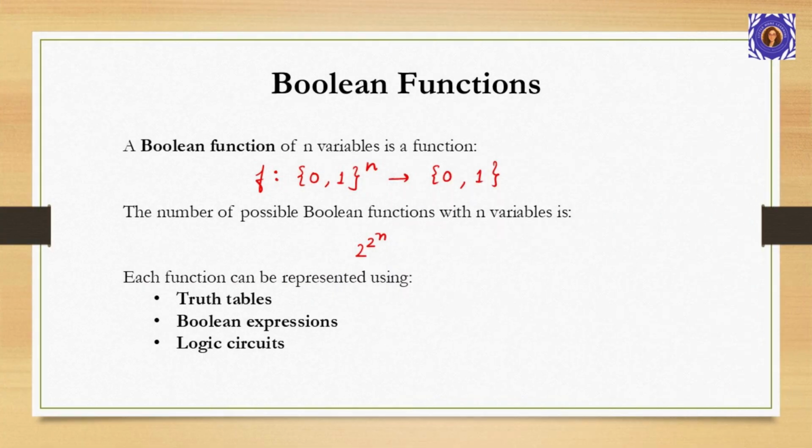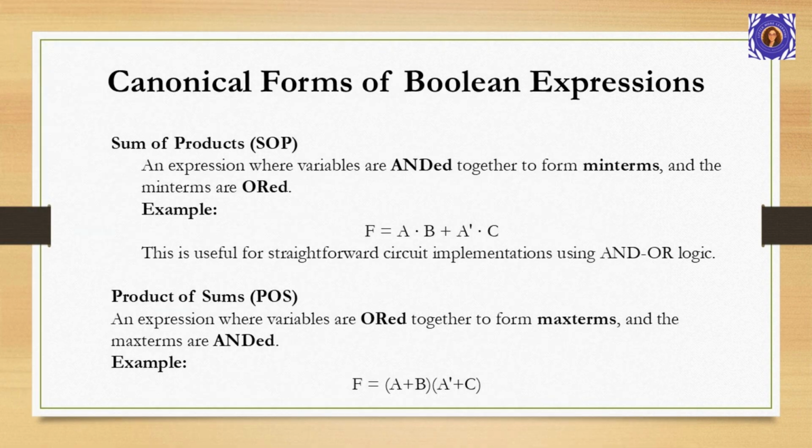A Boolean function of n variables is a mapping from n-tuple of binary values to a single binary value. Mathematically, we write this as f mapping from the set {0, 1} to the power of n to the set {0, 1}. Here's something that might surprise you. The number of possible Boolean functions with n variables is 2 to the power of 2 to the power of n. For just 3 variables, that's 2 to the 8th power, which equals 256 different functions. This grows incredibly fast.